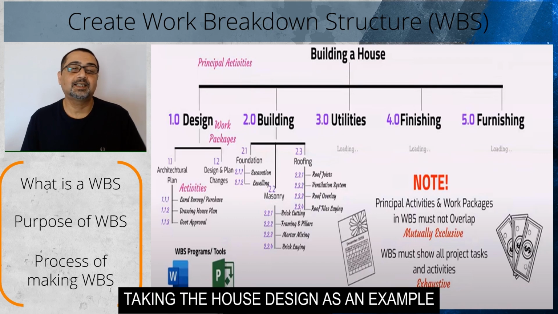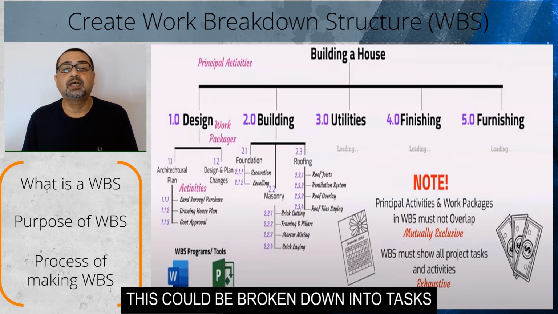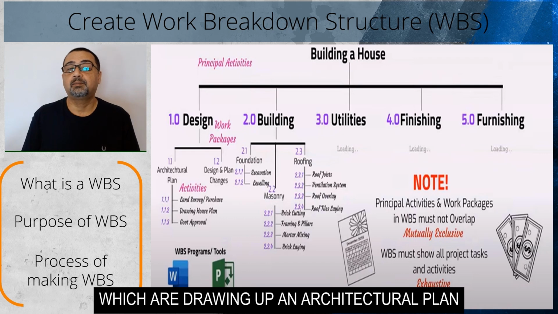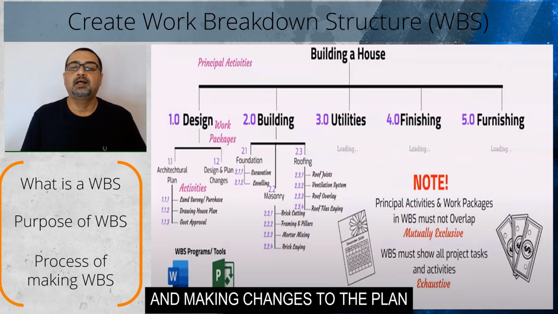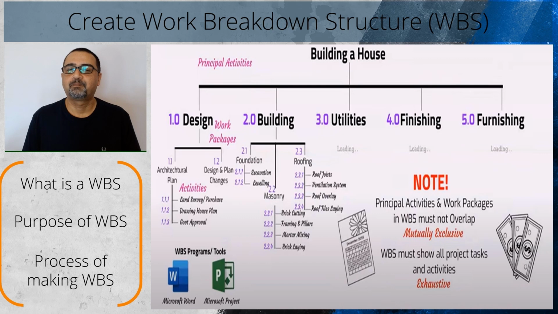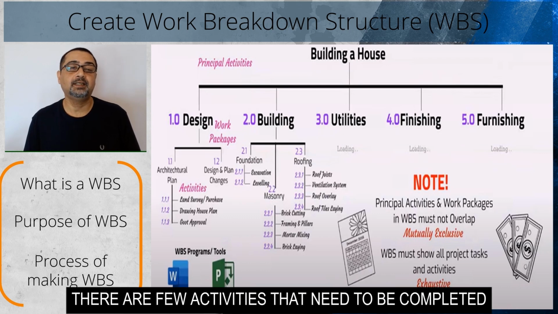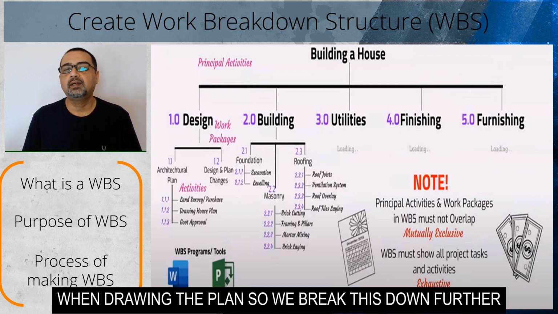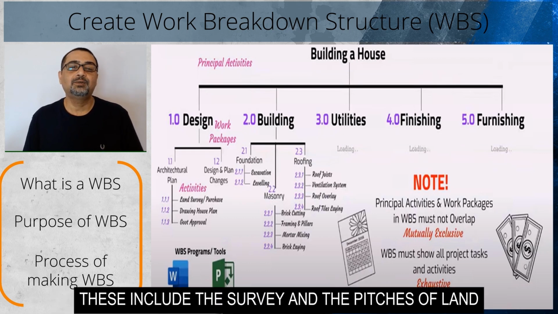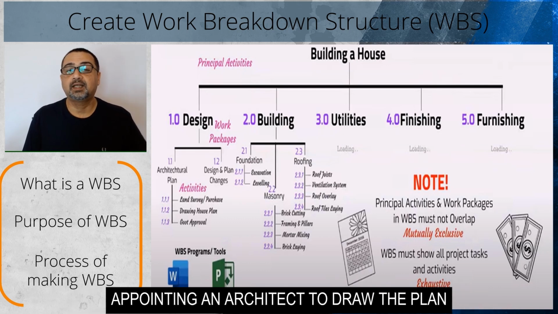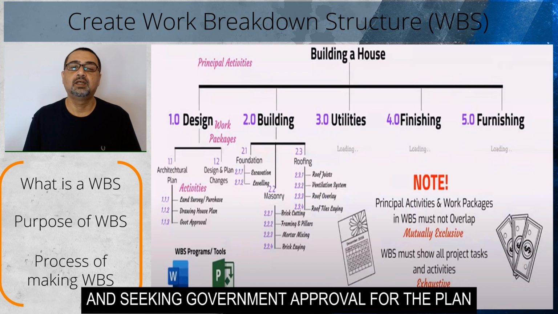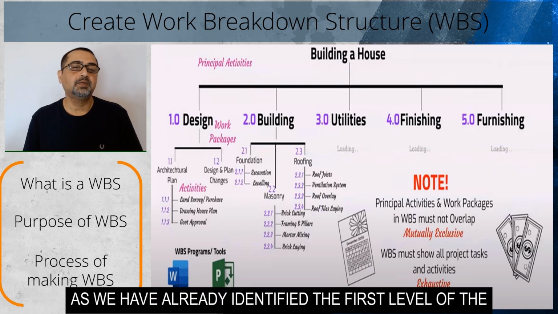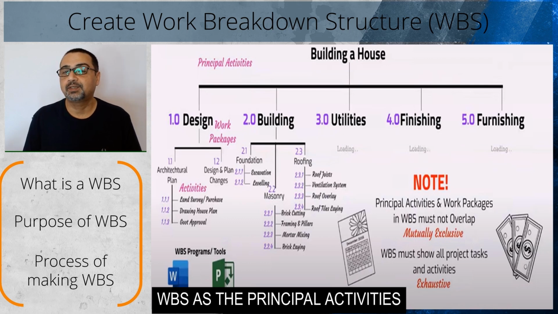Taking the house design as an example, this could be broken down into tasks, which are drawing up an architectural plan and making changes to the plan. There are a few activities that need to be completed when drawing the plan, so we break this down further. These include the survey and the purchase of land, appointing an architect to draw the plan, and seeking government approval for the plan.